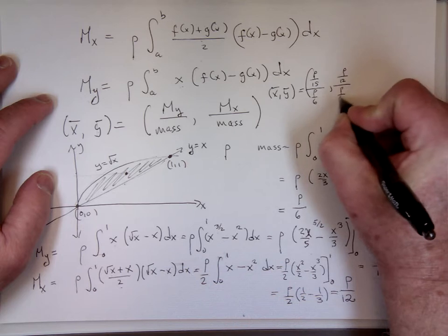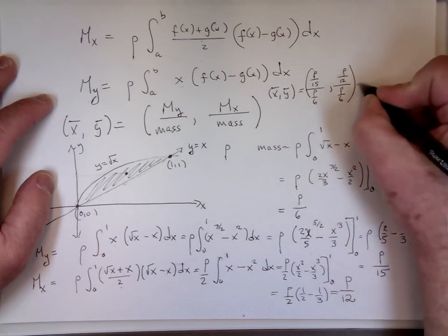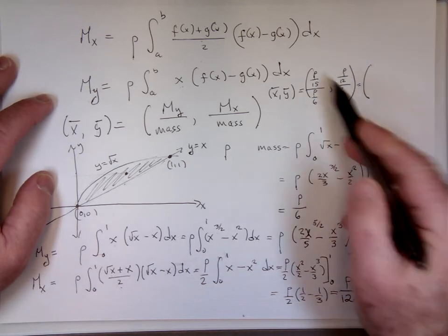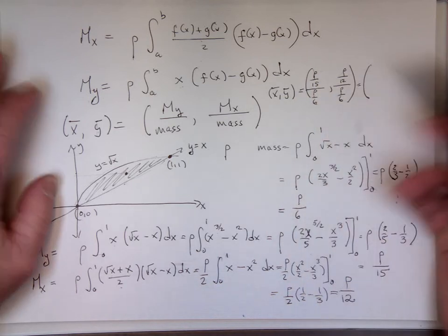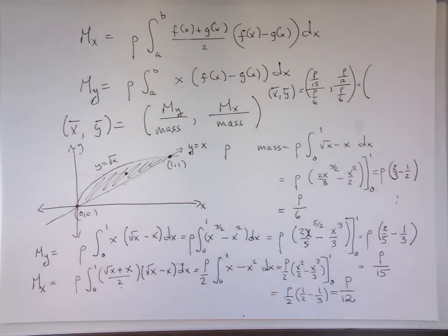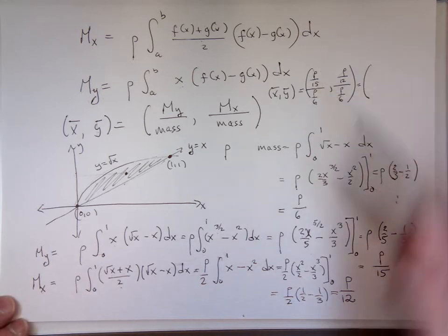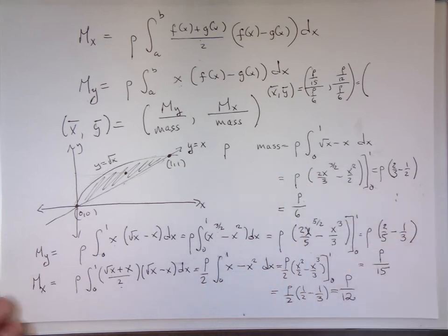Now, what happens here? The rhos cancel. We don't care. The density function cancels, which is what you would expect. It doesn't matter what the density function is. Nick? Where does the rho over 6 come from? The mass. Oh, okay. Yep. The density functions just cancel right out. As long as they're constant, we don't care what they are. They just cancel right out.